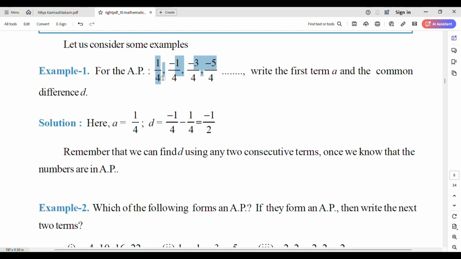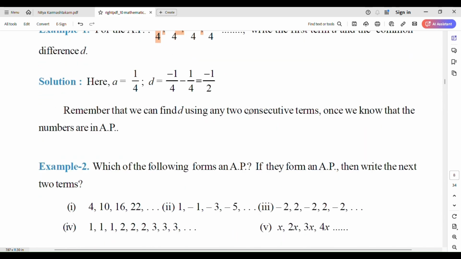Okay. First term is 1 by 4 here, right? And the common difference is -1 by 4, which is -1 by 2. If you know that the given series is already in AP, you don't need to verify. You just take any two consecutive numbers and subtract, you will get the common difference. You don't need to try all. If they are asking you to verify if given numbers are in arithmetic progression or not, then you have to try all. Okay, the common difference of all should be the same.